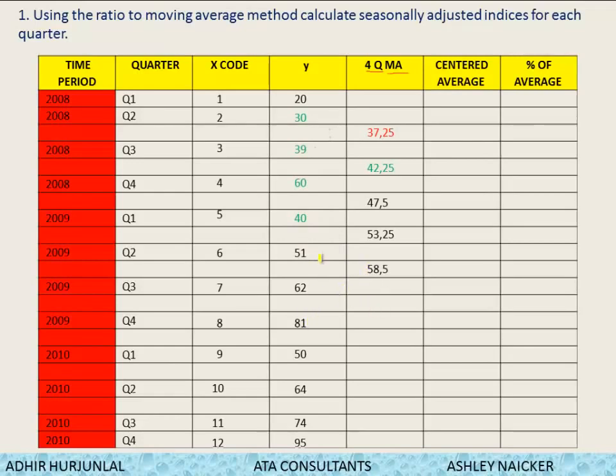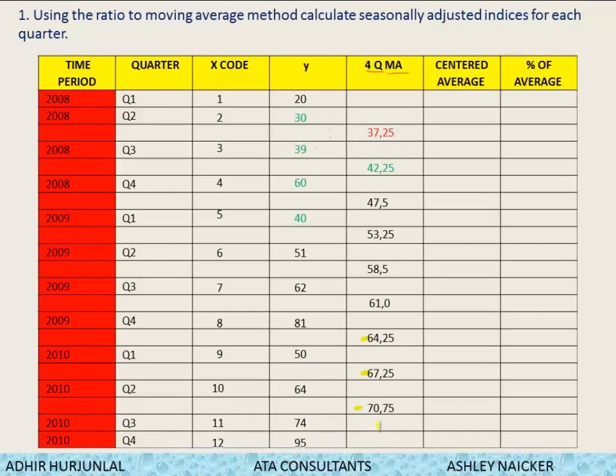If I want this value, it's 51 plus 62 plus 81 plus 50 divided by 4. I get that value. If I want the next one, remember to fill something in here. I go with the 62 plus the 81 plus the 50 plus the 64 divided by 4. If I want this value, it's easy, go 2 up, 2 down. 81 plus 50 plus 64 plus 74, and I get that value. Now watch what happens here. If I want this one, it's 50 plus 64 plus 74 plus 94 divided by 4, and I get that answer.